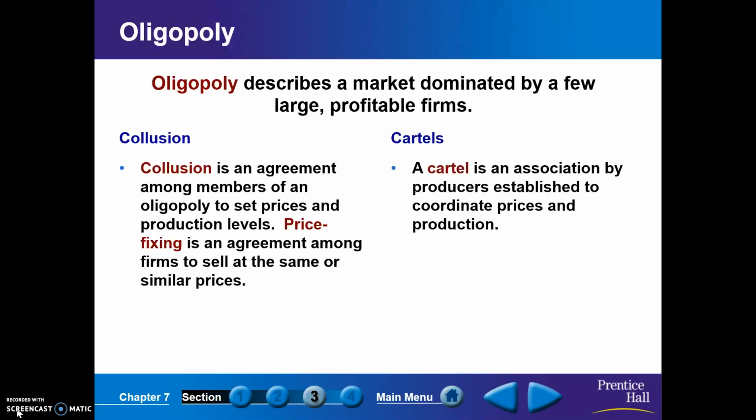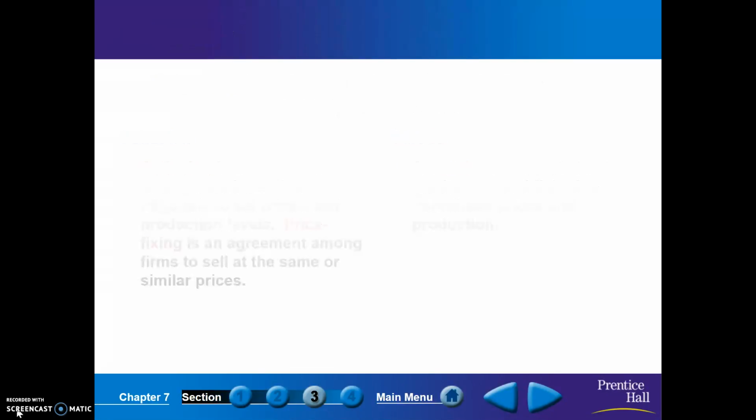Also, they have cartels. Okay. It's a group of businesses. They come together to set prices and supply. No, not like the Mexican drug cartel. Like legit, a business cartel is a group of businesses. They come together to set prices, or an association of producers established to coordinate prices and production.